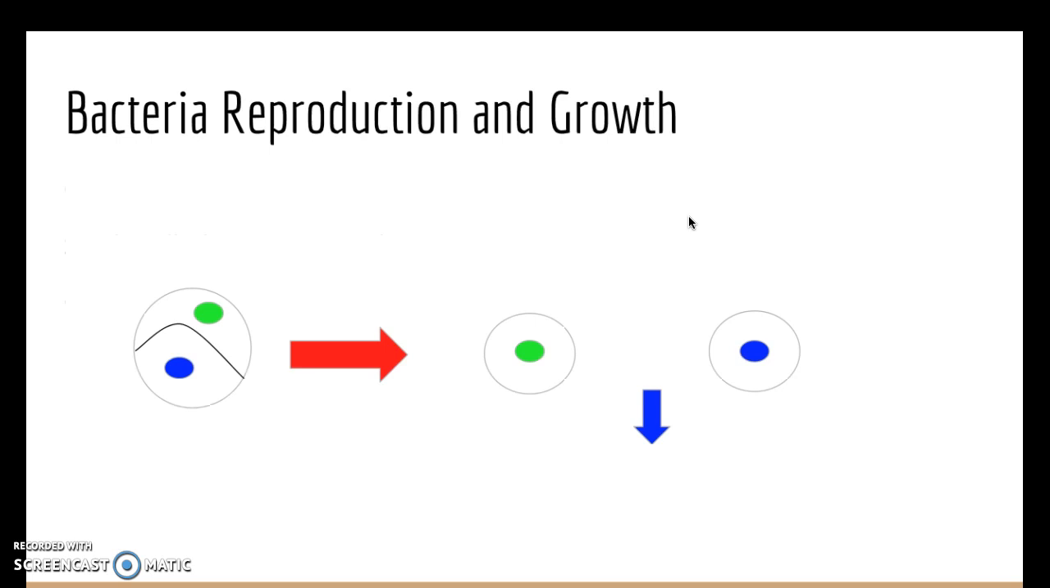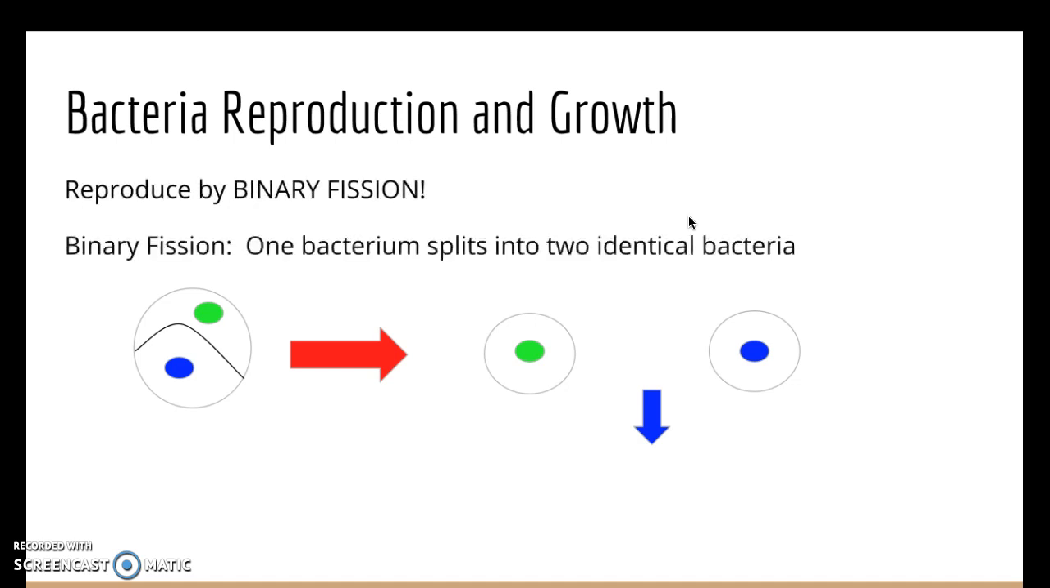So let's talk about reproduction and growth. We're going to explain that picture in a minute. They reproduce by a process called binary fission. What happens is one bacteria cell, so if we take a look here, this would be one bacteria cell, starts to morph itself into two pieces. This one cell will split into two identical bacteria, so we have this parent cell that splits into two.